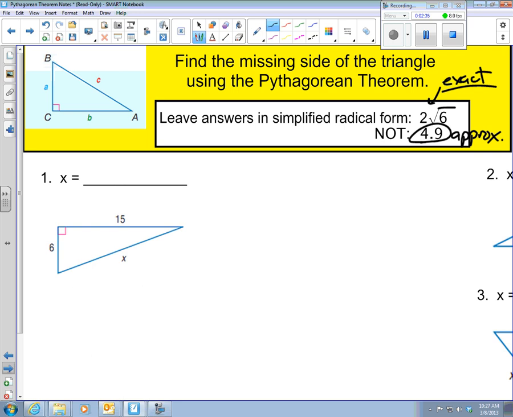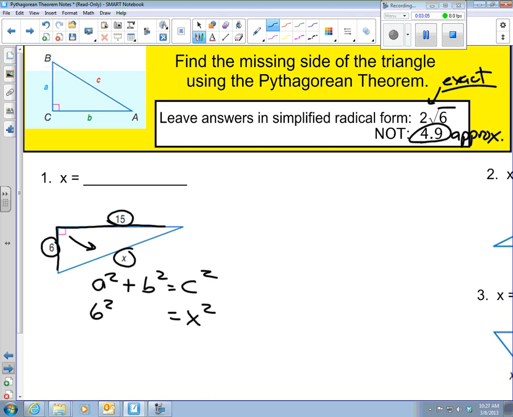So here's the deal. We want to find x on this right triangle here. I have 6 and 15, 2 lengths. Well, those are my legs because they form the right angle, and the one across from it is the hypotenuse x. So if I'm going to use a squared plus b squared equals c squared, well, c is going to become x. That's the side I'm looking for, and it's the hypotenuse, so I plug it in for c. A squared we'll say is 6 squared plus 15 squared, and we solve it from here.